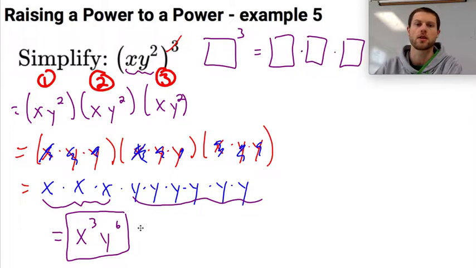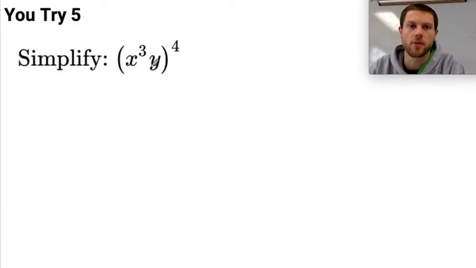So, quite a large process. But what we did, to reflect, is we broke down this quantity into multiplying by itself 3 times since it's raised to the 3rd power. Then we expanded. We sorted out our x's and y's, and we combined our common bases. Why don't you try a similar example? Now I've got x cubed times y raised to the 4th power. Pause the video, give this one a shot.